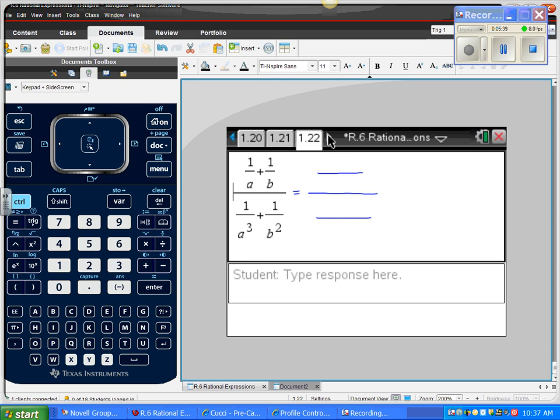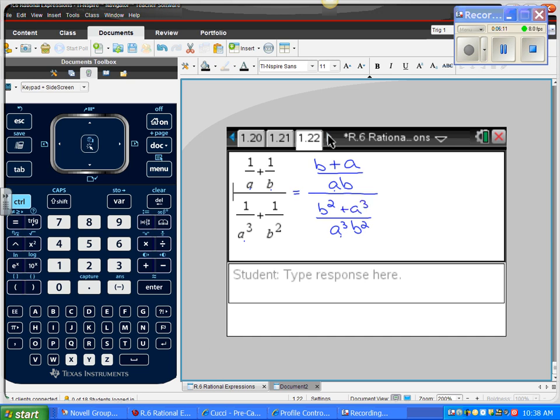Okay? Common denominator in the numerator, you've got to have one of each, right? ab. What did you need to multiply a by to get ab? You needed to multiply it by b, so that goes in your numerator. What did you need to multiply b by to get ab? That's a. Denominator, a cubed b squared. There's your common denominator. What did you have to multiply a cubed by to get a cubed b squared? A b squared. And what did you have to multiply b squared by to get a cubed b squared? That's going to be an a cubed.